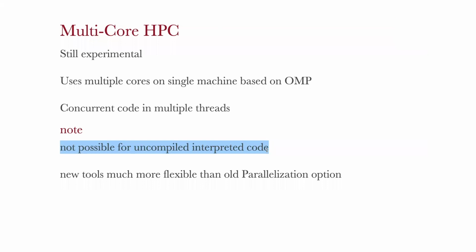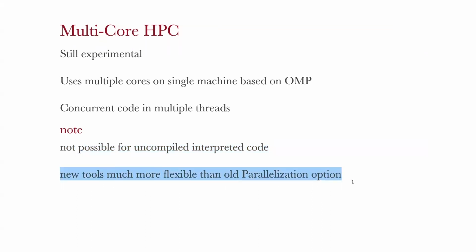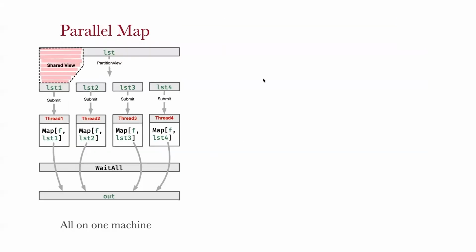This is code, not like individual functions, but writing Wolfram Language code that runs concurrently, which is not possible with the interpreted code. And these new tools, people ask about this, have a lot more flexibility than the old parallelization option. I'll try to show you some of this. So here are some of the things that we have.